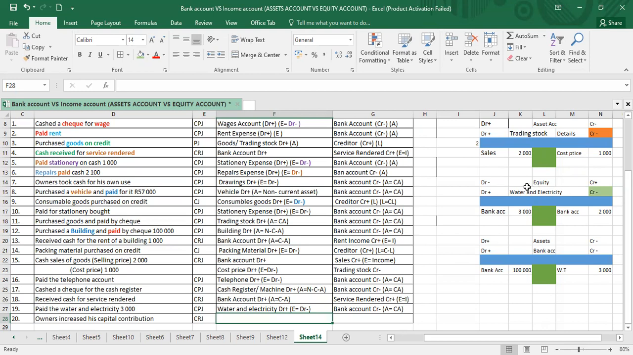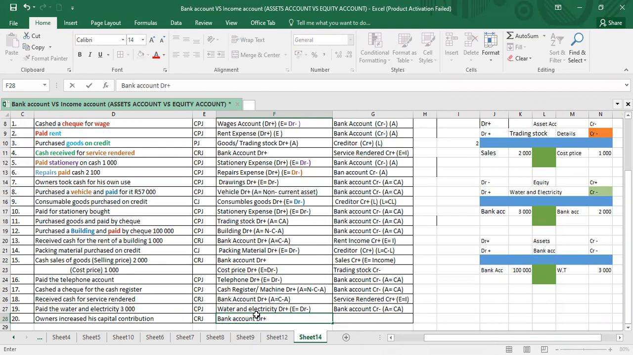Which account will be affected? The equity account, because owner's equity is being controlled by you, the owner of the business. So when you contribute money, the money will go where? Every time you give your business money, it will go to the bank. We will debit the bank account. Thank you very much, my beloved student. Bank account will be debited.